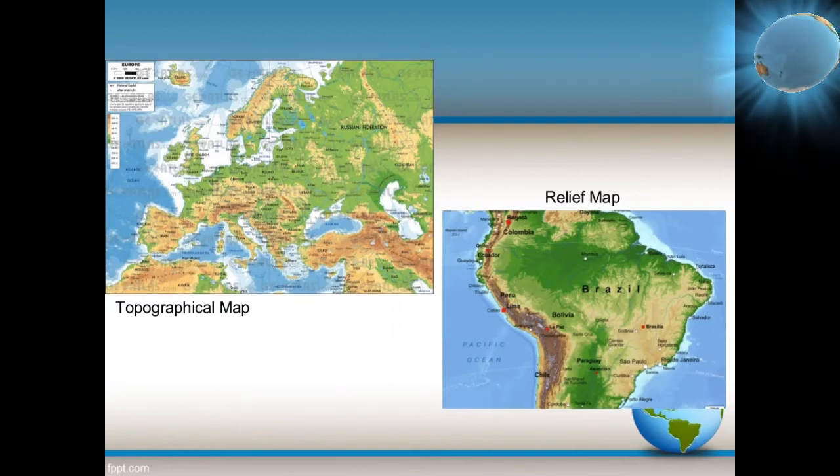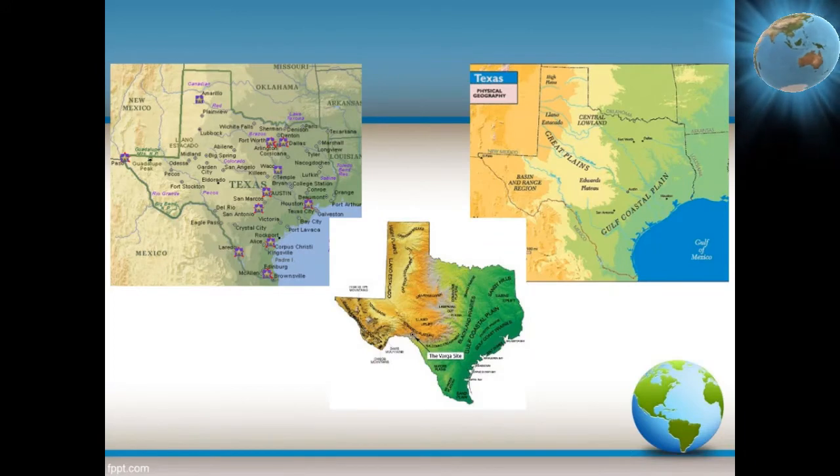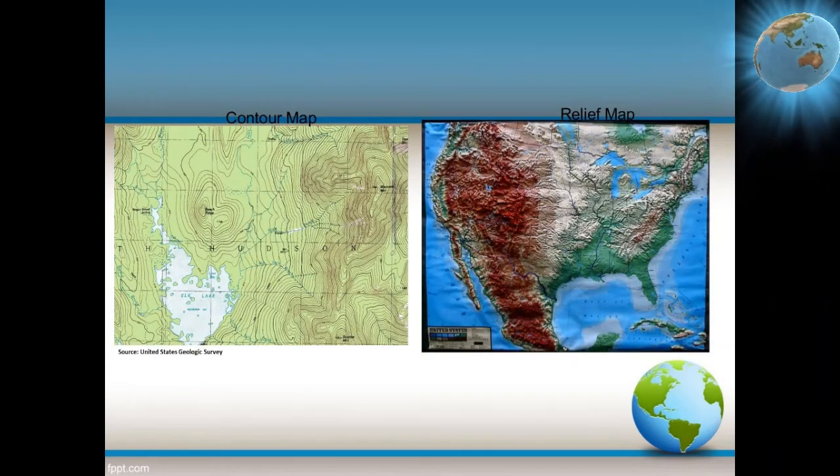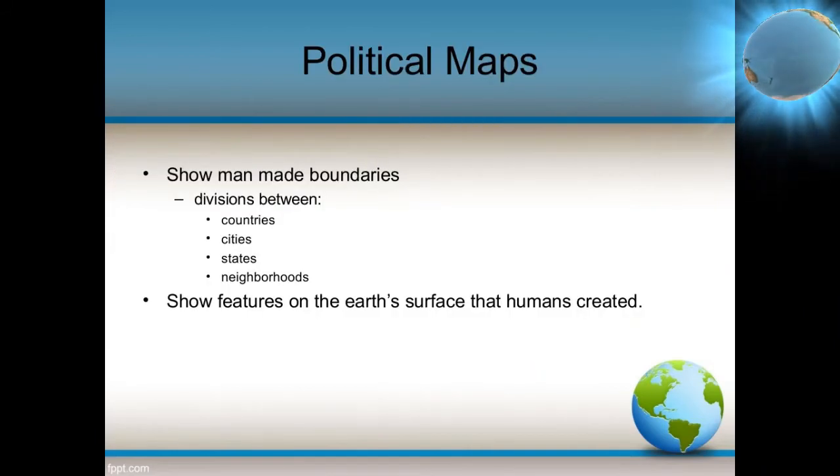Then here I have a few more political maps. I'm sorry, physical maps. Then here is a contour map. As I said, they use lines that join at equal elevation. And on the right side, you can see a relief map again. Then moving forward are the political maps.